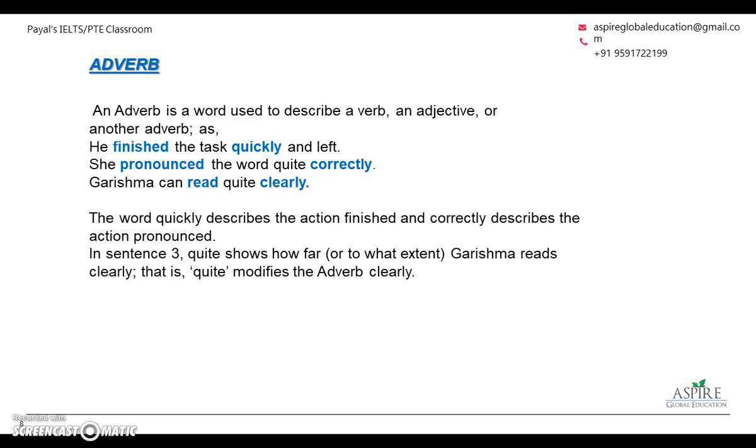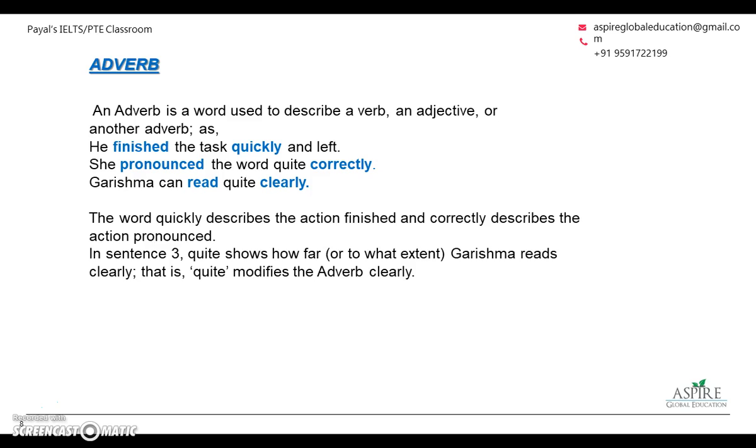Okay, now let's go through adverb, which is a part of speech. As the word suggests, adverb, adding to the verb, which means it describes the verb or an adjective or another adverb. For example, he finished the task quickly and left. How did he finish the task? Quickly. So when you ask yourself a question, how, and the answer to that action is the word which would define the action. Like the word quickly defines how he finished the task.